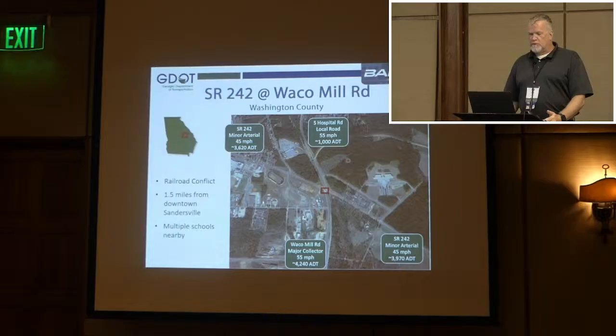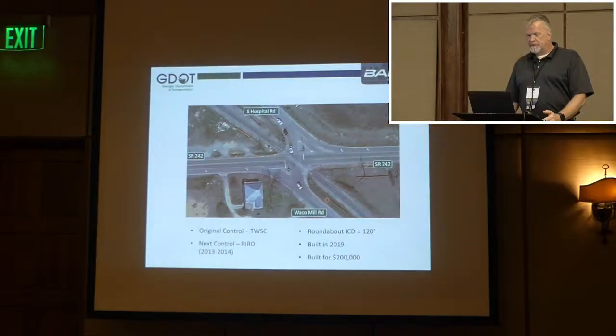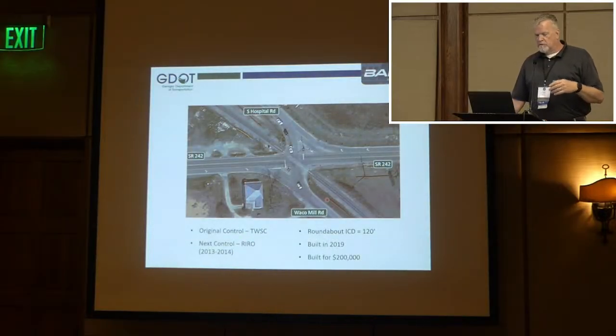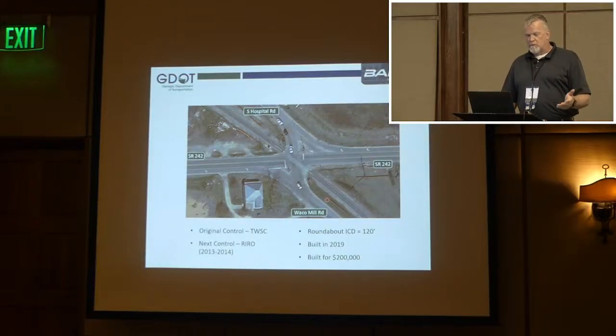So 242 at Waco Mill had a really interesting history to it. You can see on either side you've got schools near the intersection that were routing traffic through this intersection. The existing intersection, before 2013 or 2014, was just a side street stop. But of course, when you look at it, you've got stop bars out there. I remember the first time I went through this intersection, when you pulled up on the side street, it felt almost like an all-way stop, because you'd see the stop bars to the railroad tracks. And so they had some crash problems.